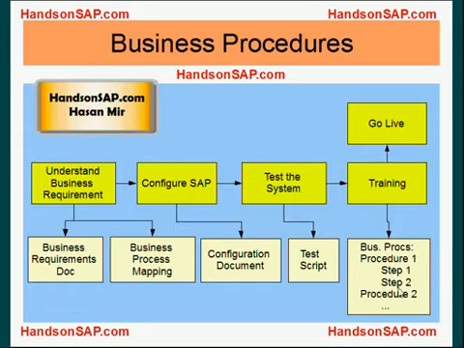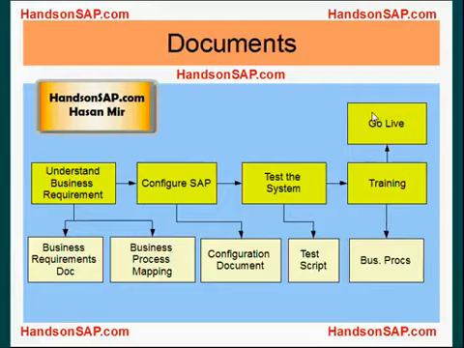So you will use the same document for training, and you will use the same document after go live to train end users, and also to help them in their day-to-day tasks. So this is a summary of the documents. From stage 1, understanding business requirements, 2 documents would come out: the business requirements document and the business process mapping document. From the configuration stage, the configuration document would come out. From the testing stage, you will create a test script, and in the training stage, you're going to create the business procedure document.